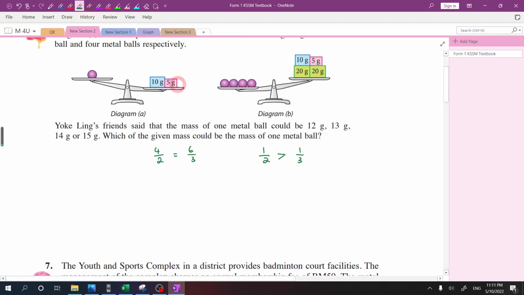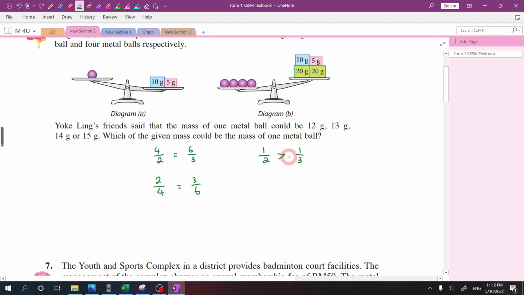Okay, now let's look at this. 4 divided by 2, you get 2, right? So 6 divided by 3, you will get 2 as well. So 4 divided by 2 is equal to 6 divided by 3. When we interchange the places of numerator and denominator, it becomes like this. Try to think, is this statement still valid? Yes, because this is 1 over 2, this is 1 over 2, right?